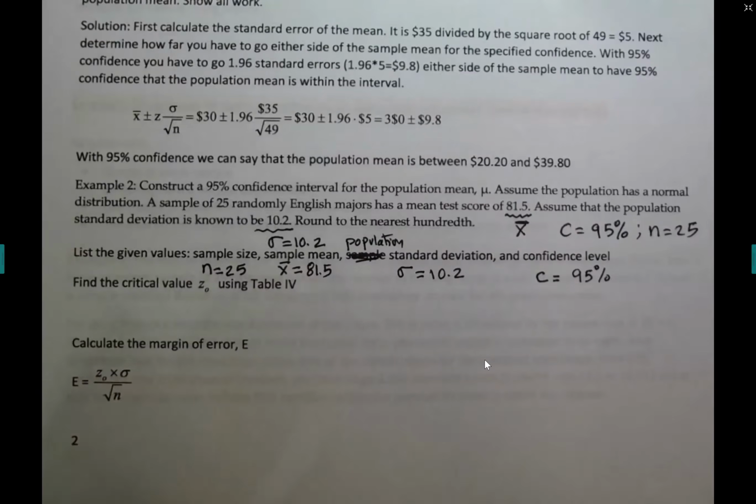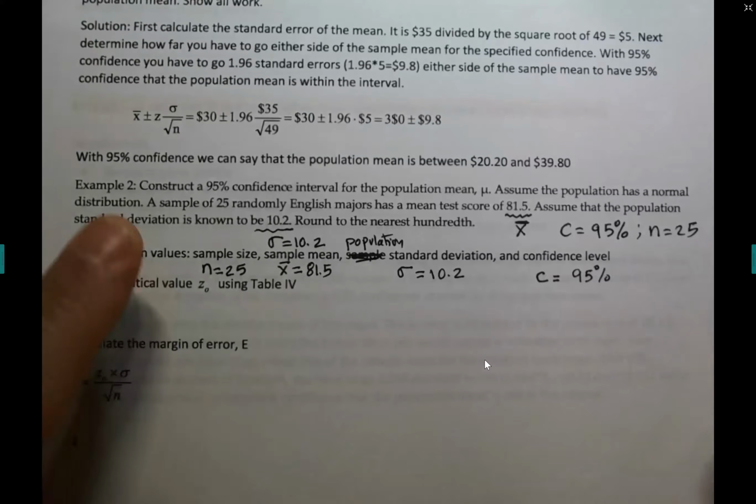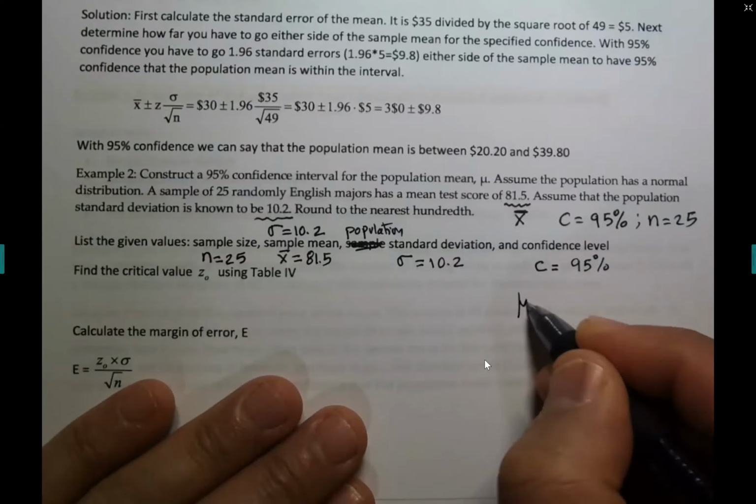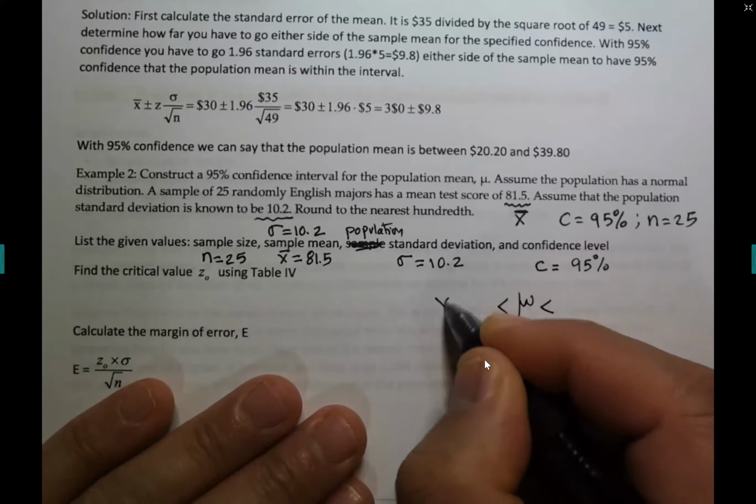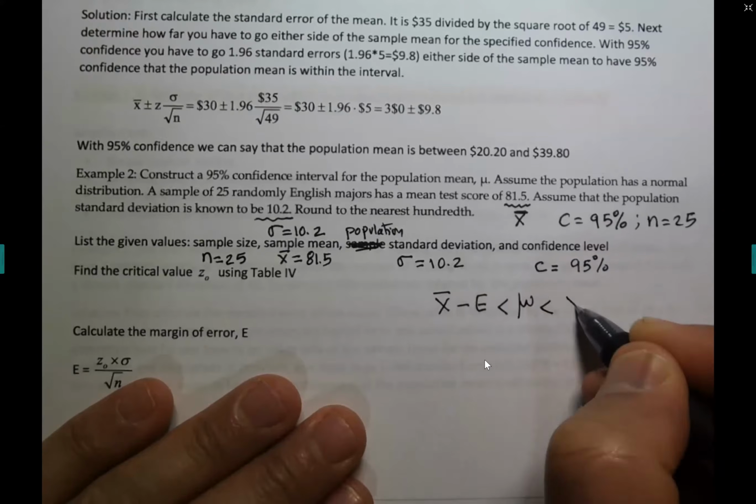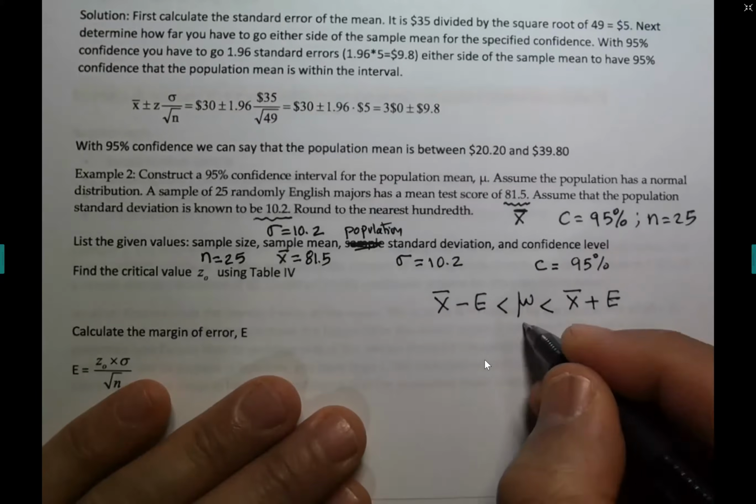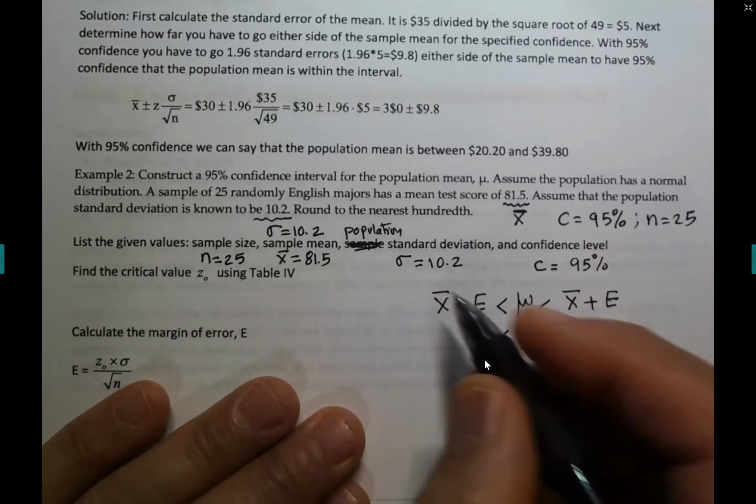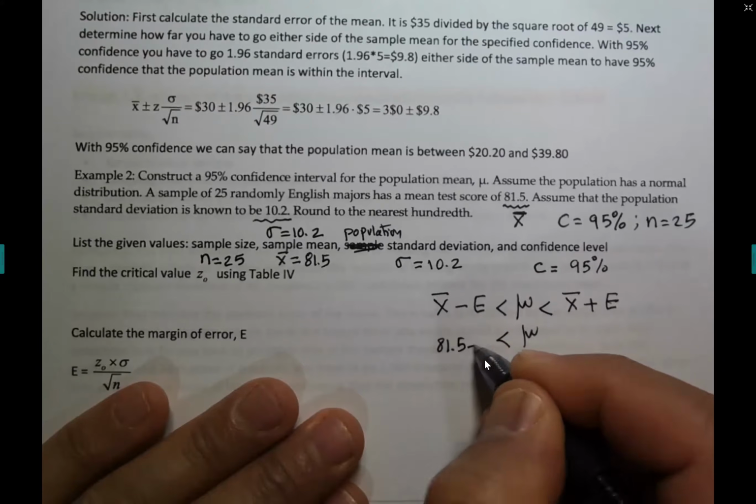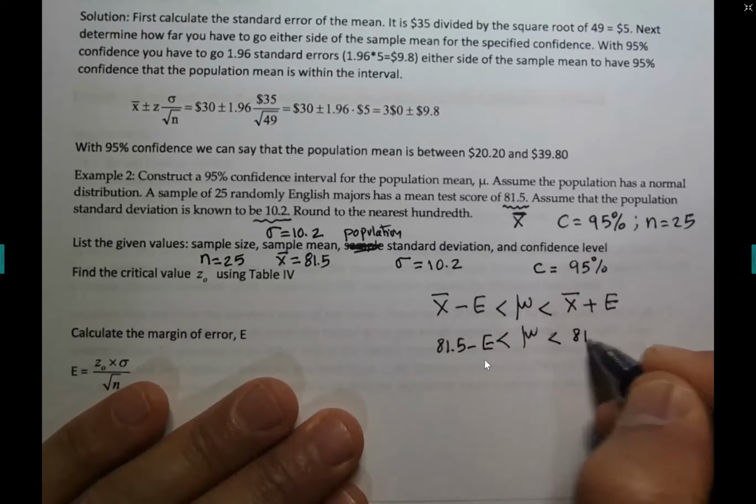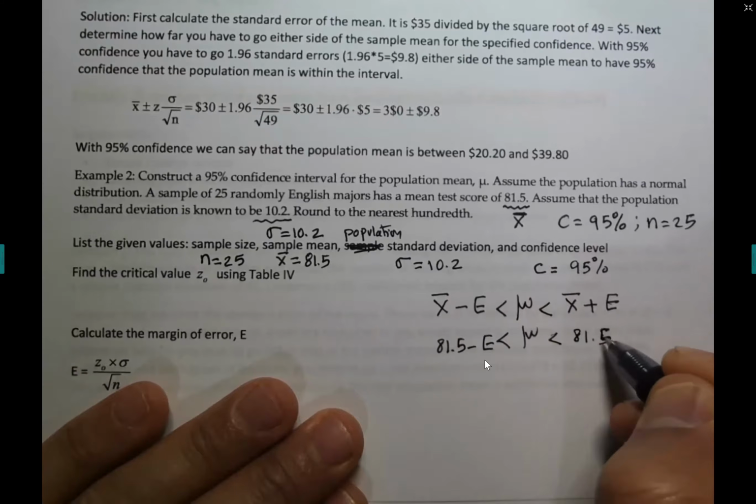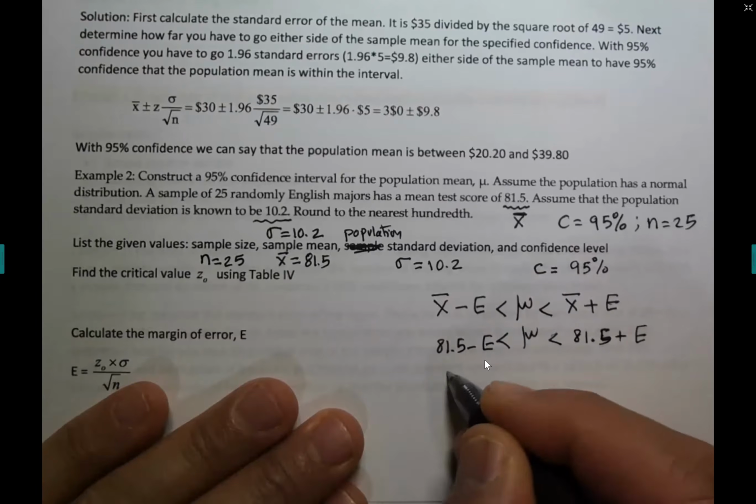Are we good so far? Please, any questions? Ask me, guys, before I continue, because I'm going to show you how to construct the interval and find the interval. All right. We said this is the interval. You can memorize this. It's X bar minus E and X bar plus E. So mean is X bar. I know X bar already. At least you get some partial credit, guys, if you just write this. And 81.5 plus E. Need to find E.